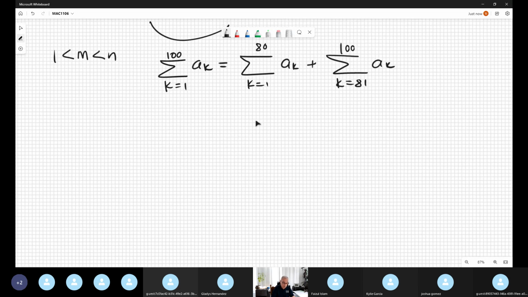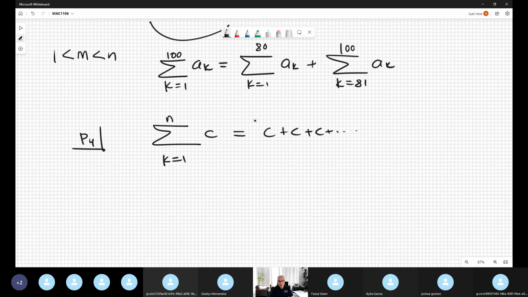Property number 3. Now property number 4. Property number 4 is fantastic. Suppose you have the summation from k equal 1 to m, and inside the summation you put a constant C. Well, the formula is easy. It's just multiplication, because actually this is C plus C plus C plus C, n times. Therefore, the formula is n times C.